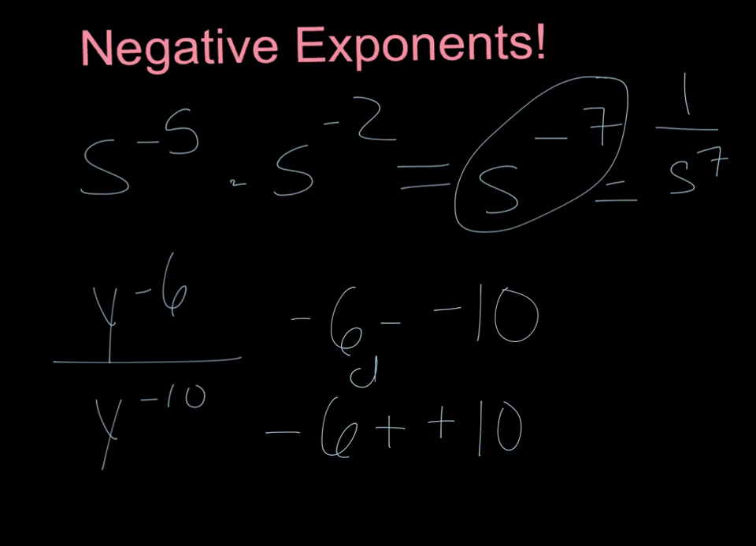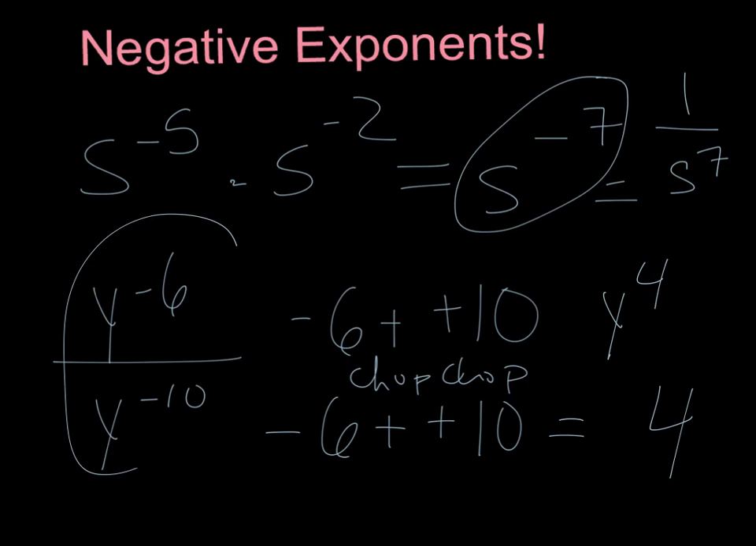I call that the chop strategy because we simply chopped the subtraction sign and then chopped the sign of the second number. And so if I have negative 6 plus positive 10, I have more positives than negatives, so that means my answer is going to be positive. And then looking at all the ways those things cancel out, I would get 10 plus negative 6 to equal positive 4. So now my final answer in this one would be y to the 4th.